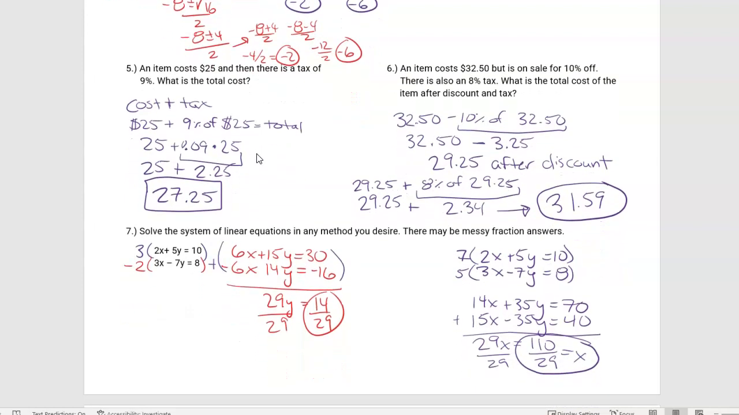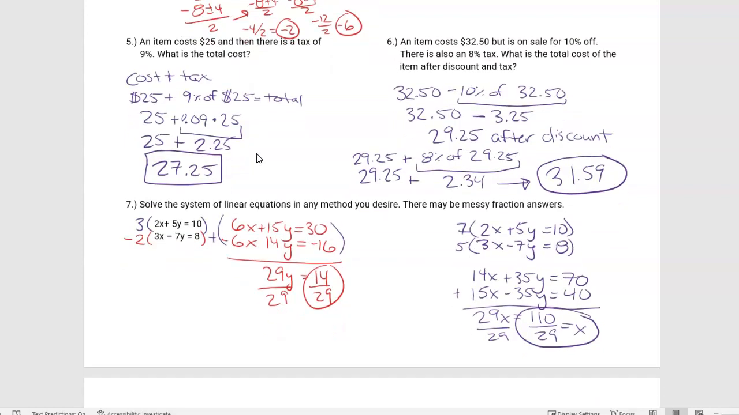At that point, I'm going to go ahead and add 8% of $29.25. A different way you can do this is take $29.25 and multiply by 1.08, which is basically multiplying by 100% and 8%, and that would give you your answer of $31.59.